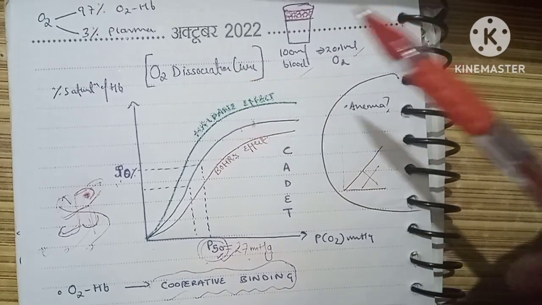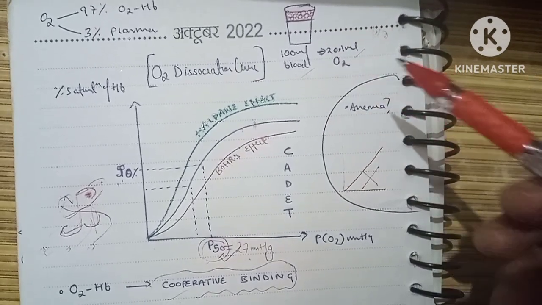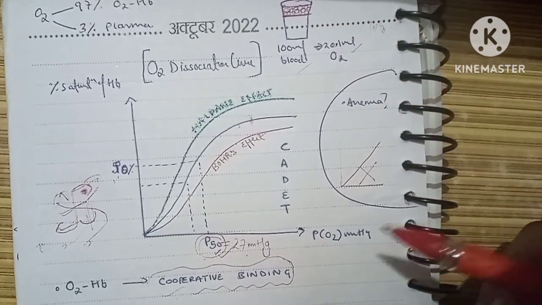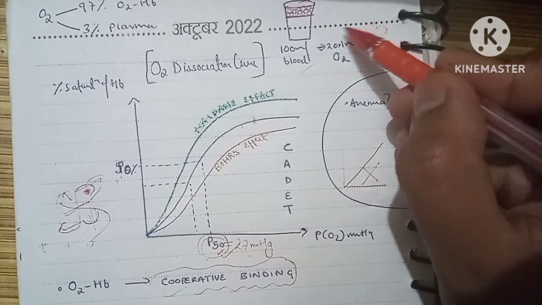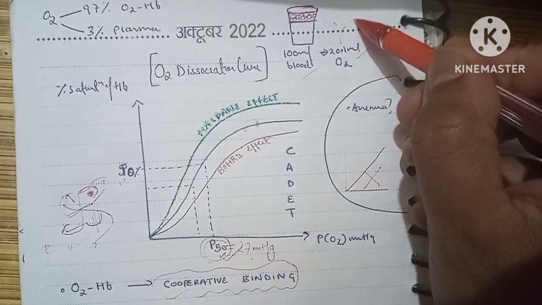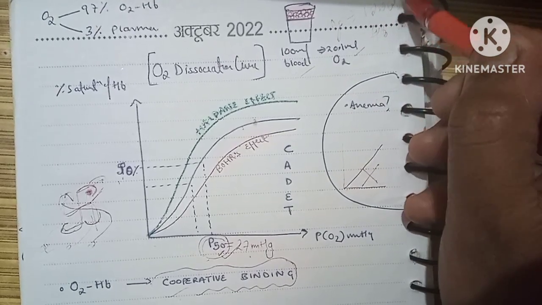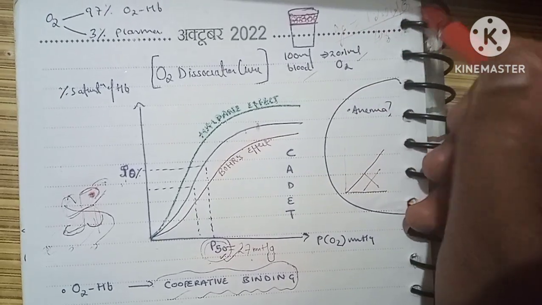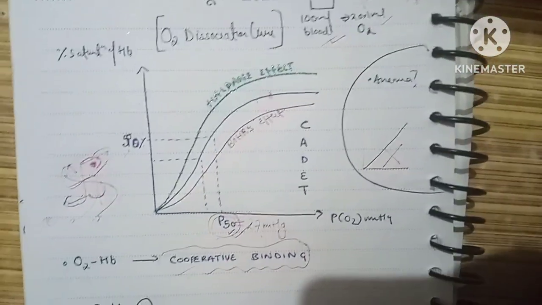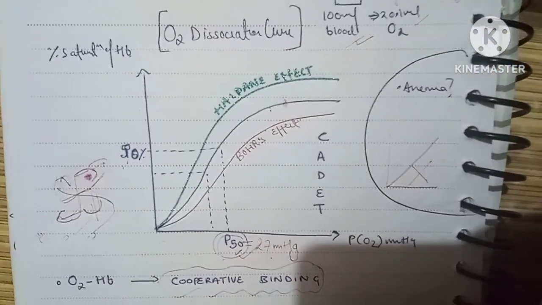Also notice that 100 ml of blood can carry about 20.1 ml of oxygen, meaning one hemoglobin molecule can actually carry 1.2 ml of oxygen. Okay, these are some facts you need to remember. We will go on and understand now the oxygen dissociation curve.